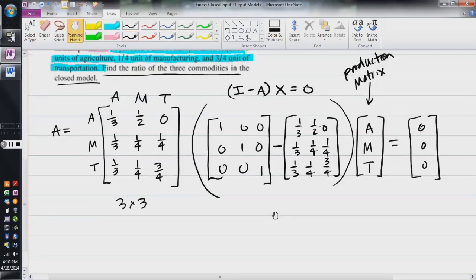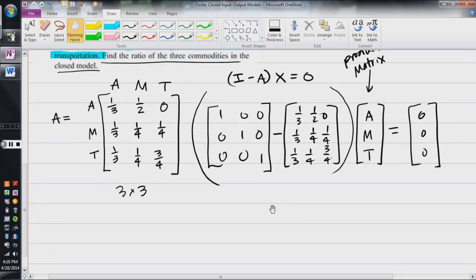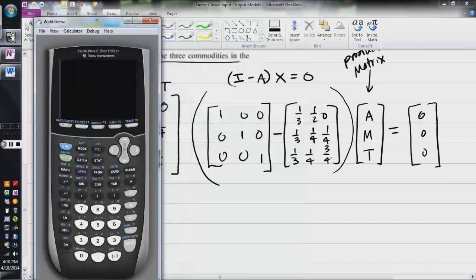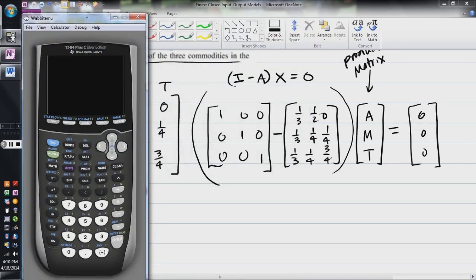Now, the nice thing is we have some technology here, and I can lean on my technology a little bit. I've already taken the liberty of entering... Do it. You can turn on. Okay. Seriously?